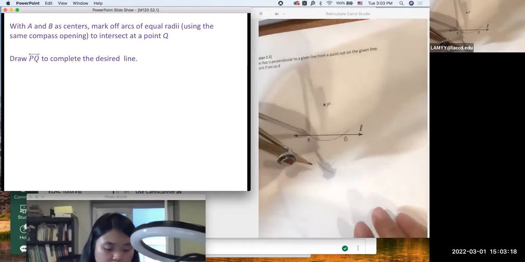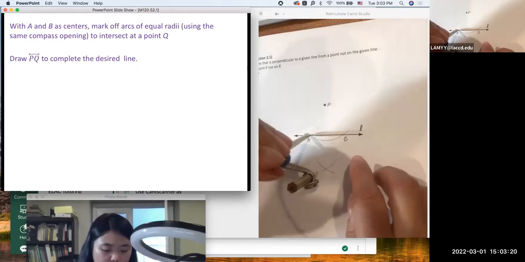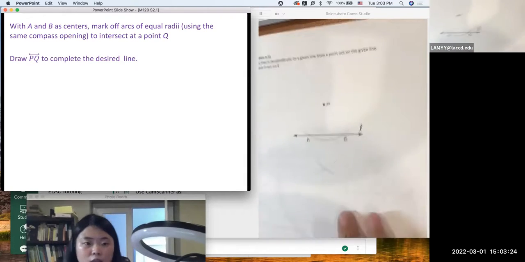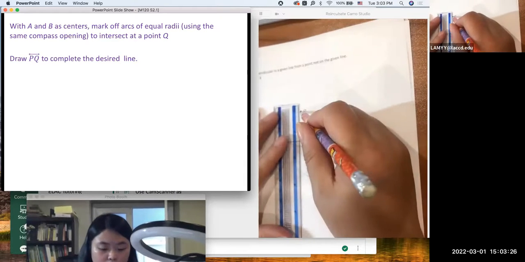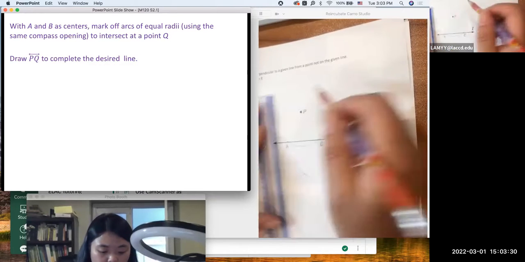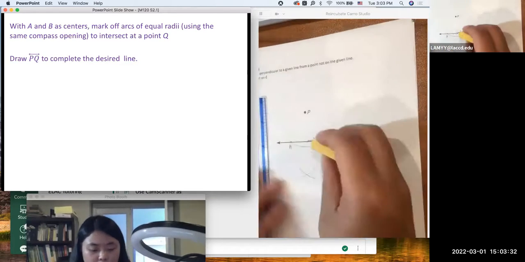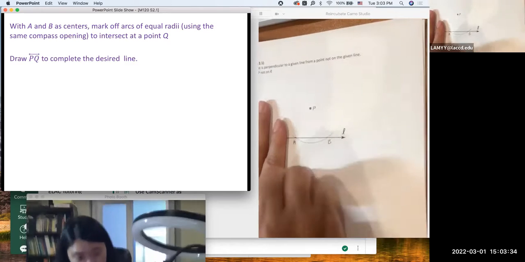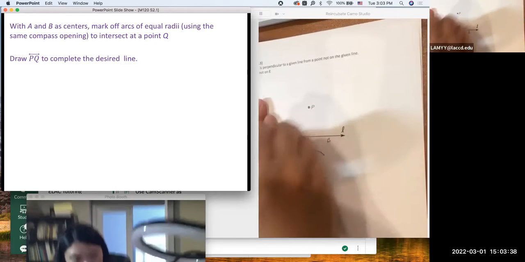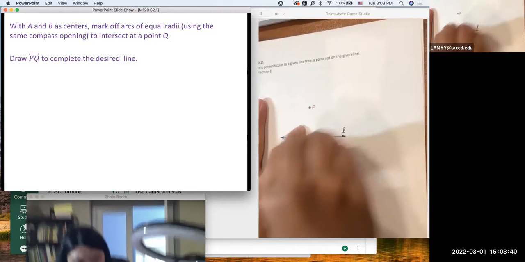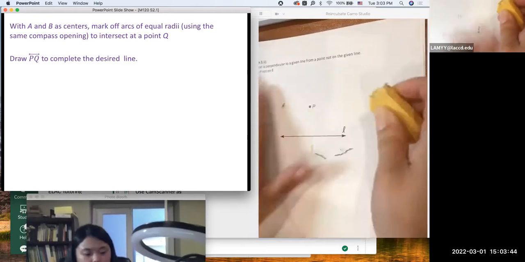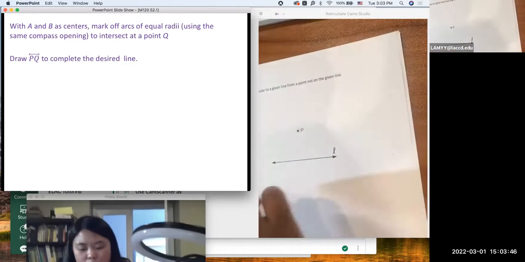Okay, and then we're gonna draw this point P and the intersection here. I don't have a good picture. Let me do it again. One more time.